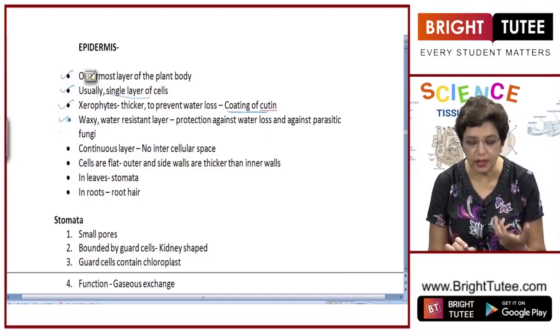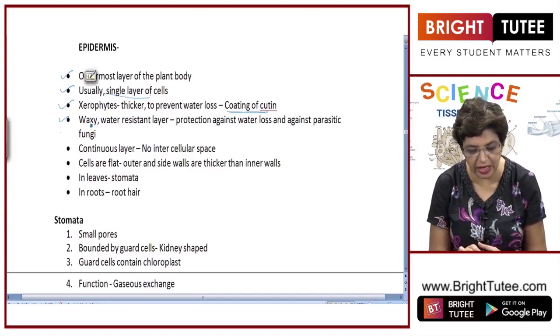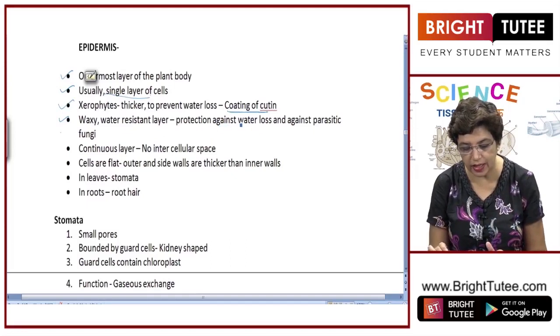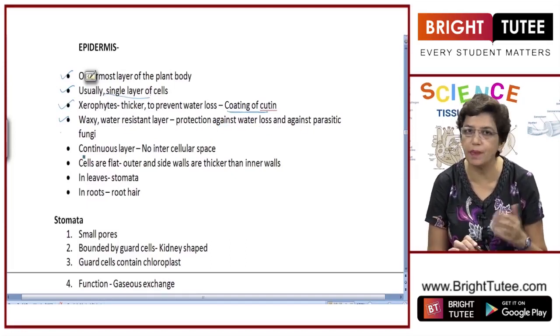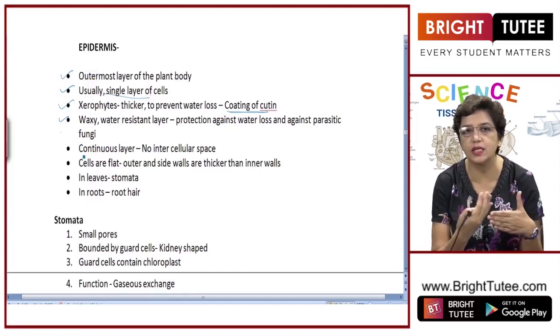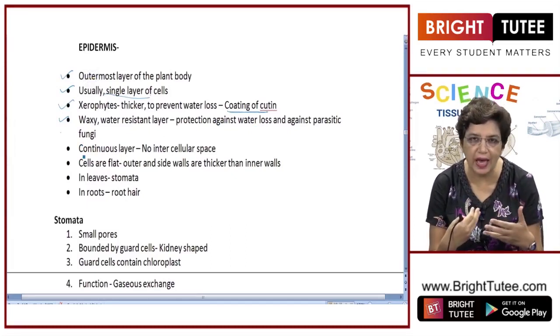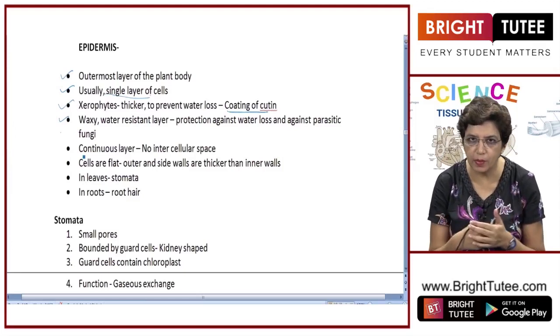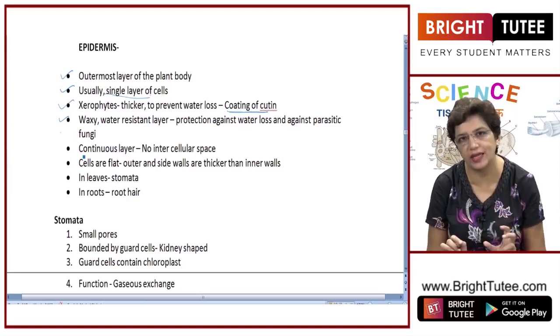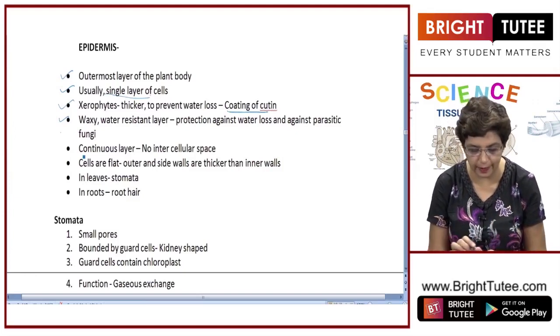Then this epidermal layer usually secretes a waxy, water resistant layer outside, which protects against water loss and against parasitic fungus. So this waxy layer is impervious to exchange of gases or attack from microorganisms or water loss. So it is basically a protective, outermost layer.